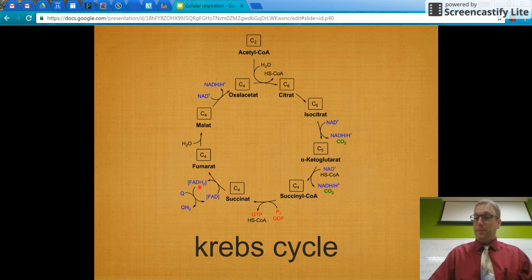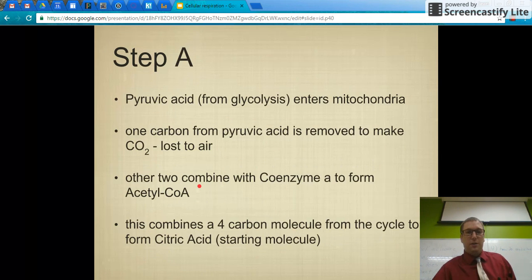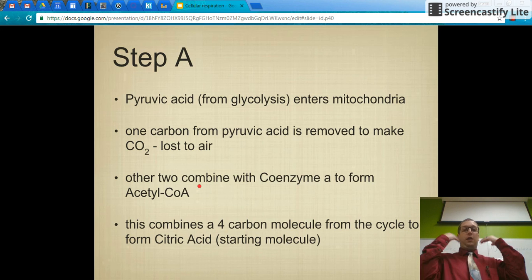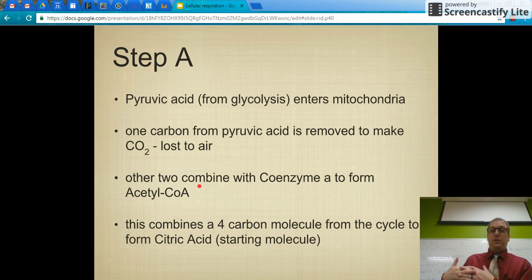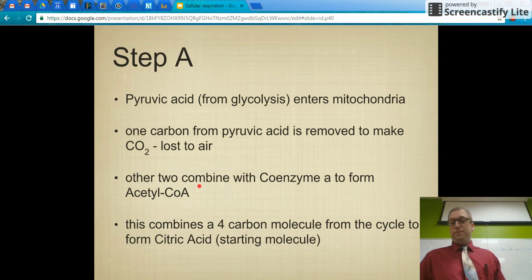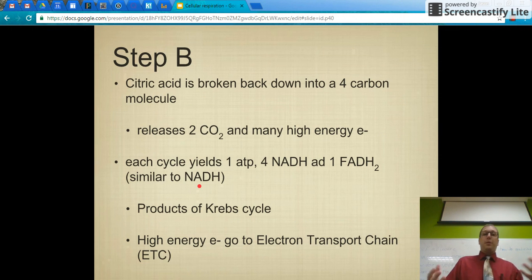electron transport chain. All right, so in detail, pyruvic acid enters the mitochondria. One carbon is broken off immediately and lost to the air. That's what we breathe out. The other two carbons combine to make acetyl-CoA, which then goes into the Krebs cycle and combines with the 4-carbon molecule to start the cycle. In step B, that citric acid is broken down into more different 4-carbon molecules, releasing 2 more CO2s and lots of high energy electrons.